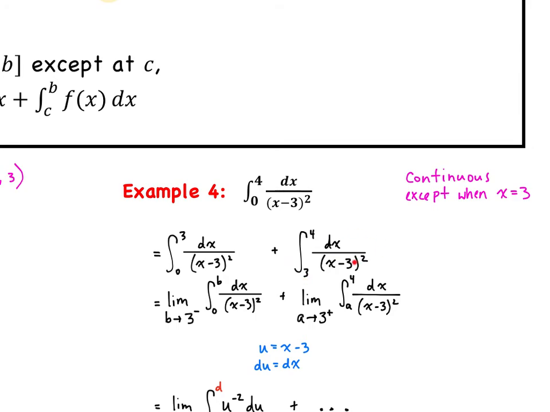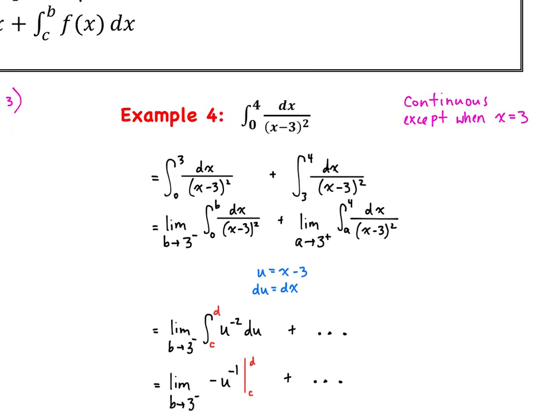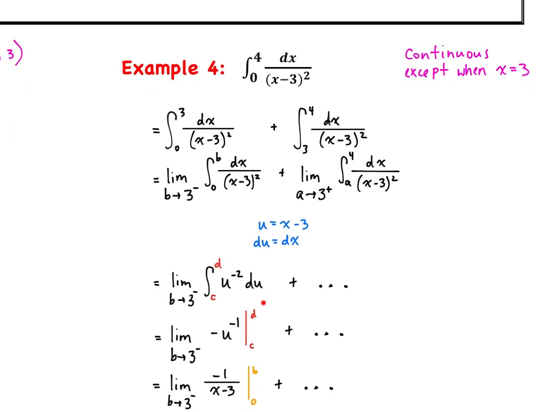And now we just have to write it in terms of those limits, similar to the discontinuities overview up above. So we're going to rewrite this as the limit as b goes to 3 from the left of the integral from 0 to b of that function, plus the limit as a goes to 3 from the right, because that's the left-hand endpoint, of the integral from a to 4 of that function. Now, we can go ahead and use a u substitution for both of these, but I'm just going to focus on this first one for the starting part.